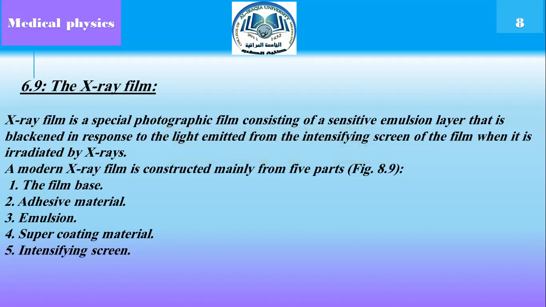The X-ray film is a special photographic film consisting of a sensitive emulsion layer that is blackened in response to the light emitted from the intensifying screen of the film when it's irradiated by X-rays. A modern X-ray film is constructed mainly from 5 parts.